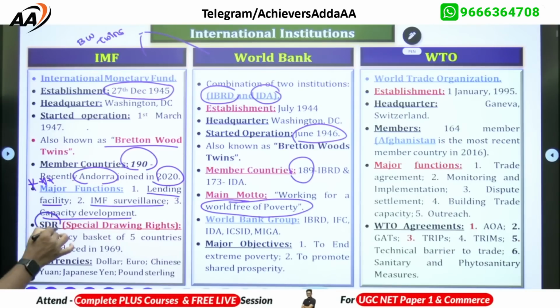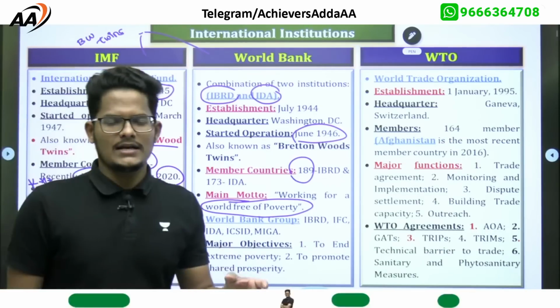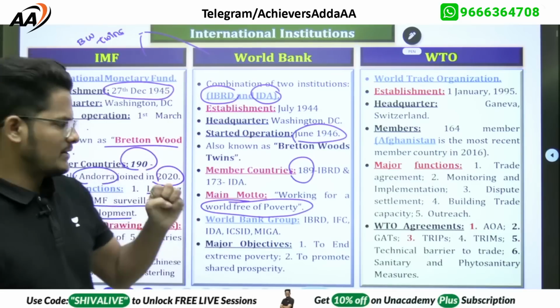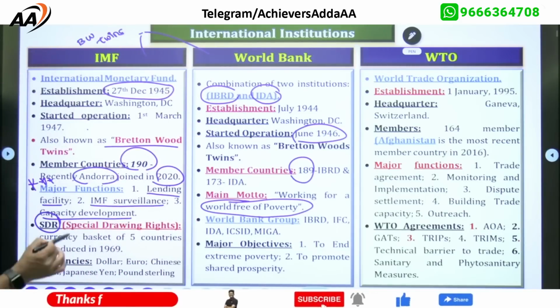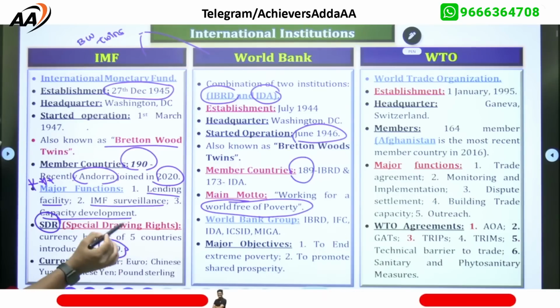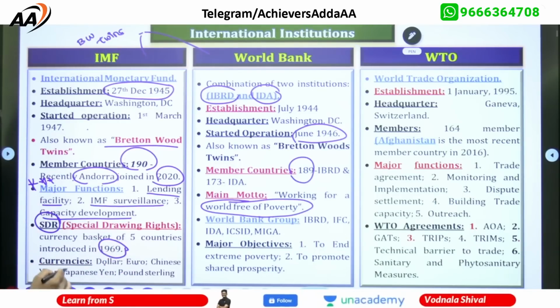Special drawing right is a basket of 190 currencies. In that basket, the top 5 currencies will be picked up. This top 5 currency basket is called a special drawing right, which was initiated in 1969. The highest is the US dollar, after that the euro, Chinese yuan, Japanese yen and pound sterling in sequence. 1, 2, 3, 4, 5, top 5 currencies.